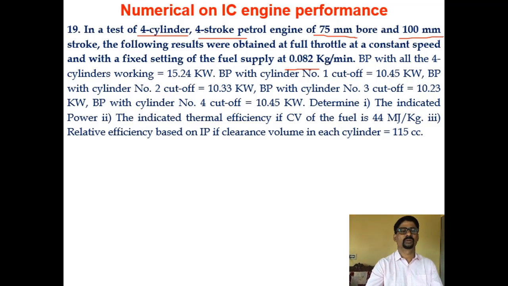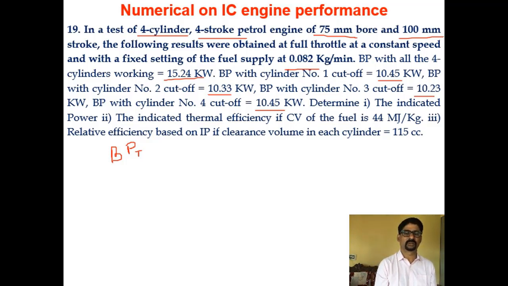Now here the most stress is conducted. BP with all the cylinders firing, so BP total, is 15.24 kilowatt. BP with cylinder number 1 cut off is BP 1, then BP 2, BP 3 and BP 4. You know why BP total and BP1, BP2, BP3, BP4 are given: to calculate IP1, IP2, IP3 and IP4.